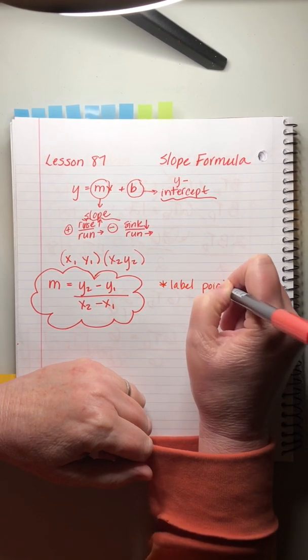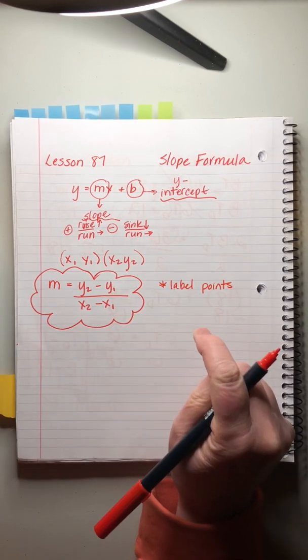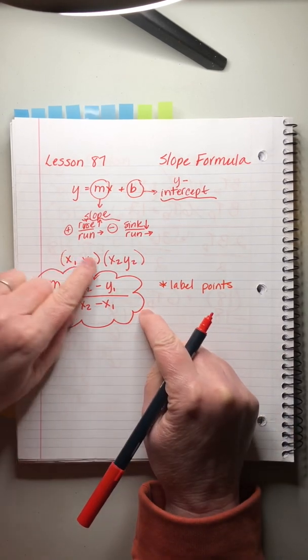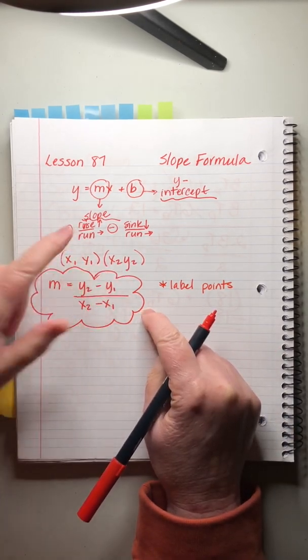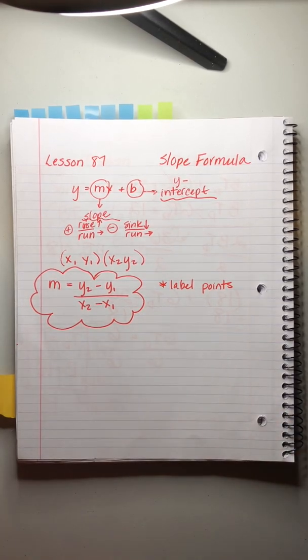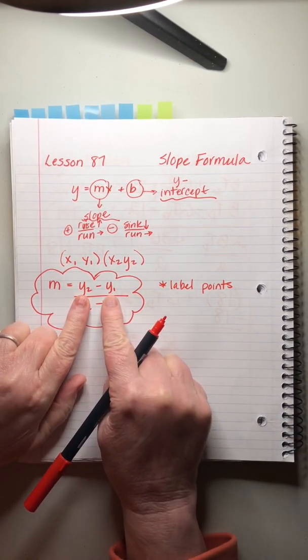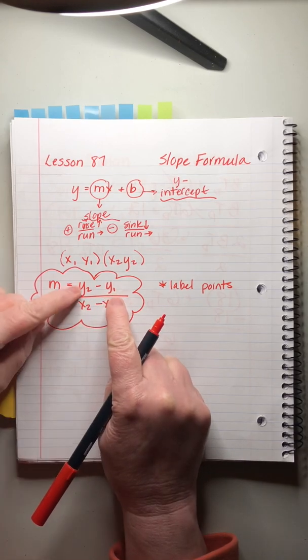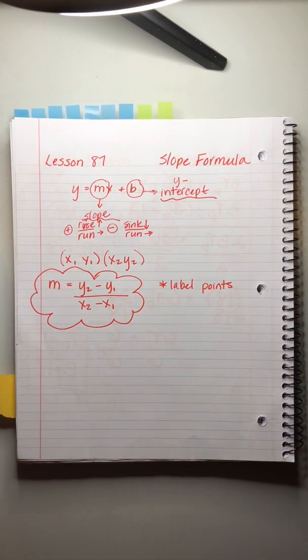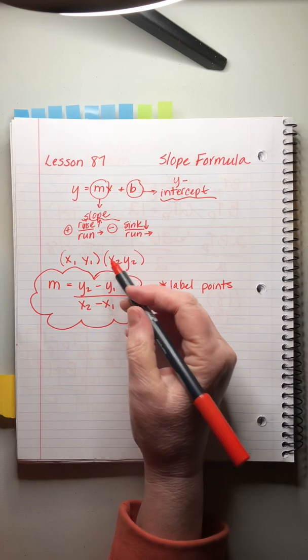Label the points. I'll show you what I mean by this as we work on, but it's easy to get turned around because there's x1s and y1s and x2s and y2s, and it all starts to jumble. We have to take them out of order, right? We take the 2s before the 1s, the y's are on top. Oh, it just gets horribly confusing. So it helps if you label your points.